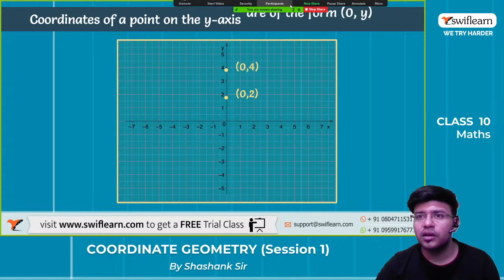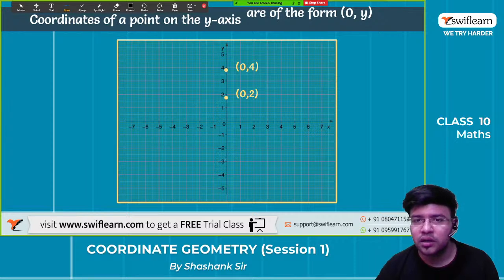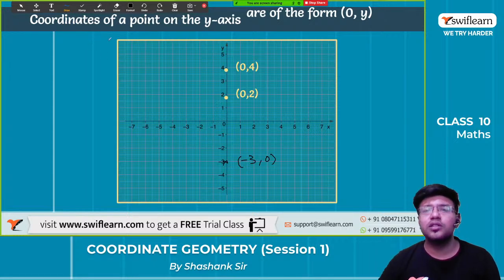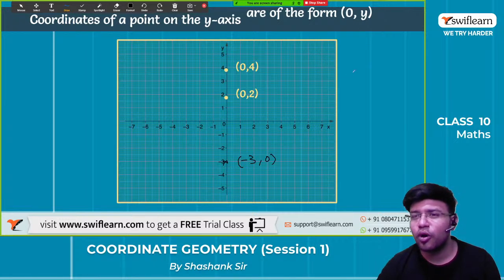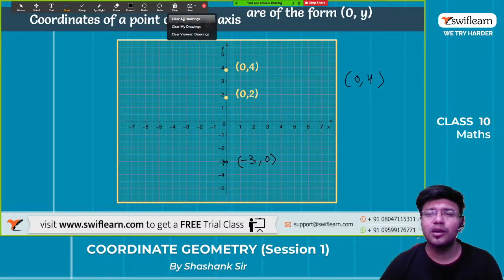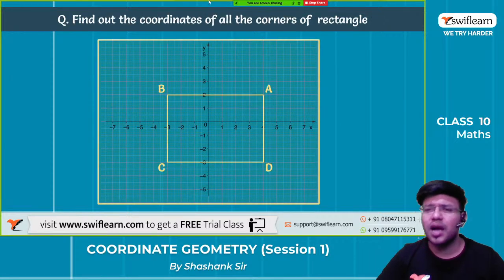And if we take another point here, somewhere here, the coordinate will be minus 3, 0. So what is the form of a coordinate of a point on the y-axis? It is of the form 0, y. This is the form of a point on a y-axis. Yes. Now, what is asked?